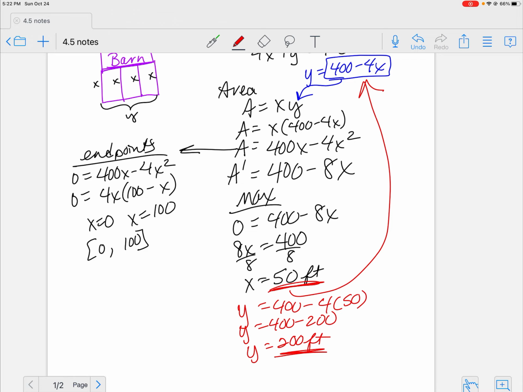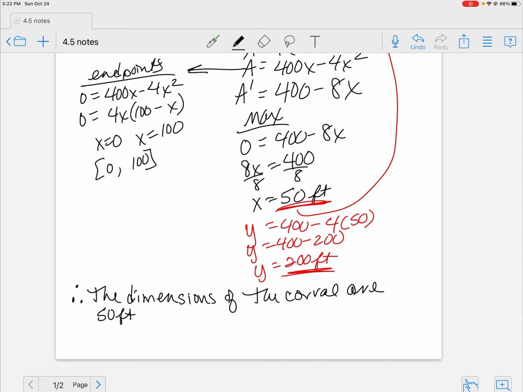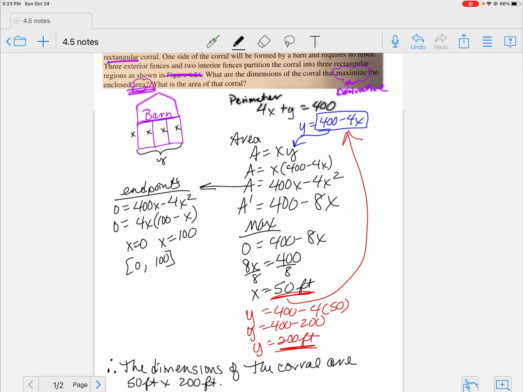All right, so my dimensions of the corral, when you start with words, you end with words. Therefore, the dimensions of the corral are 50 feet by 200 feet. Good. Is that the only question we had to answer? Nope. One more. What is the area of said corral?